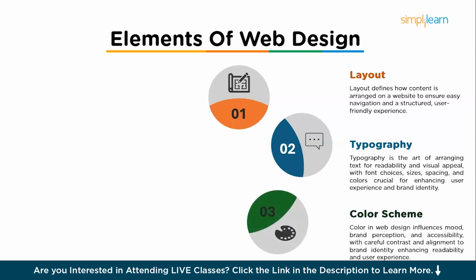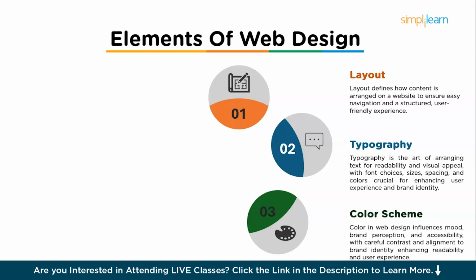The third one is color scheme. Color is one of the most important aspects of web design. The color palette used on a website influences the overall mood and perception of the brand. For example, blue often represents trustworthiness, while red can create a sense of urgency or excitement. So the color should also complement the brand identity, as well as be accessible to all users, including those with visual impairments.